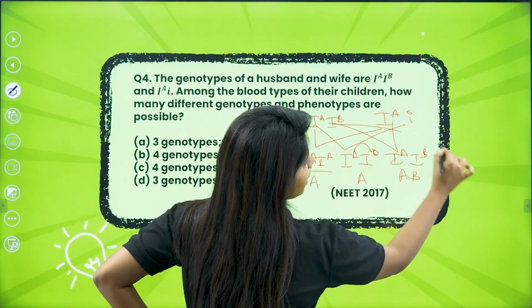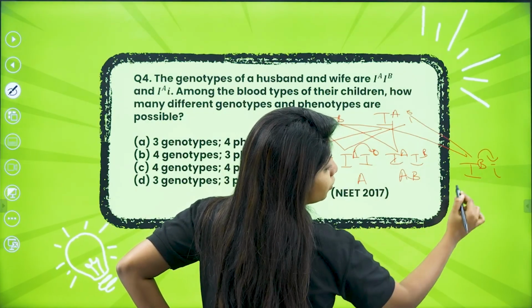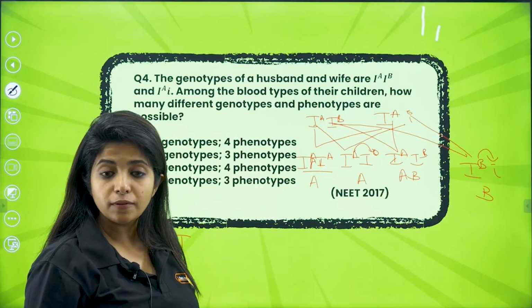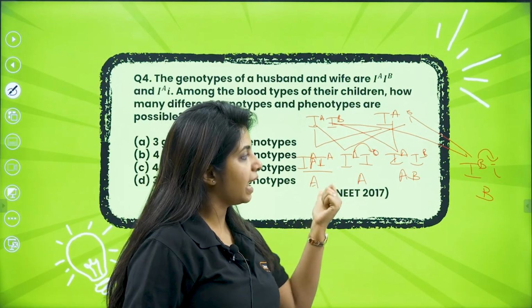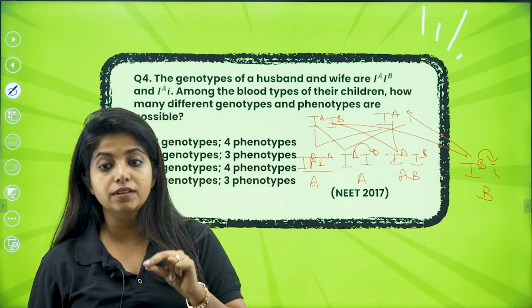Now the last one, I^B and small i. B is dominant over small i, so it will be B blood group. So how many different phenotypes can you observe? AA, here both of them are A, so I'll consider it as one only. A, AB and B. So 3 phenotypes are possible. 3 physical appearances are possible.